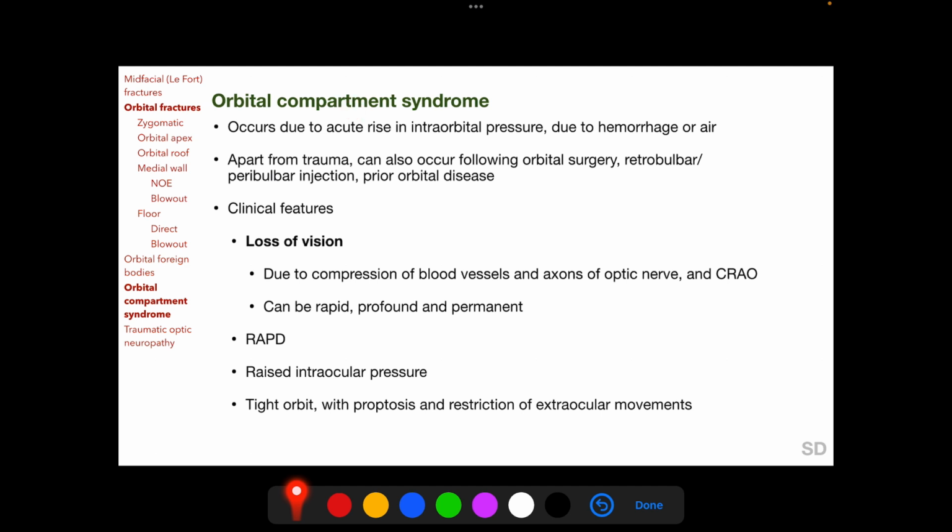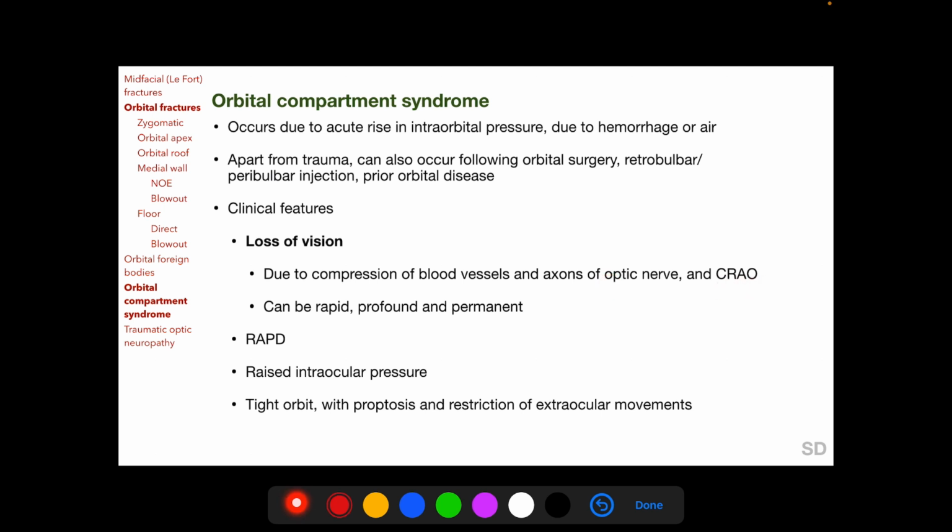Orbital compartment syndrome occurs due to an acute rise in the intraorbital pressure due to either hemorrhage or air. Air we have discussed when we mentioned orbital emphysema following orbital wall fracture adjacent to the sinuses. An orbital compartment syndrome can occur following trauma and also following orbital surgery, retrobulbar or peribulbar anesthetic injection, and also following orbital diseases. Clinical features of orbital compartment syndrome include loss of vision, and loss of vision occurs due to compression of blood vessels as well as axons of the optic nerve, and also due to central retinal arterial occlusion.